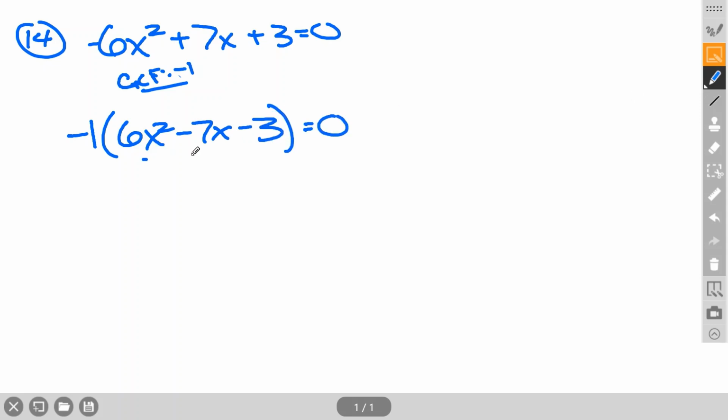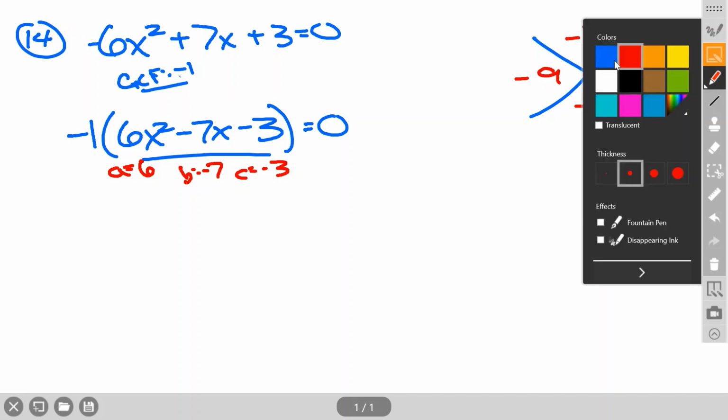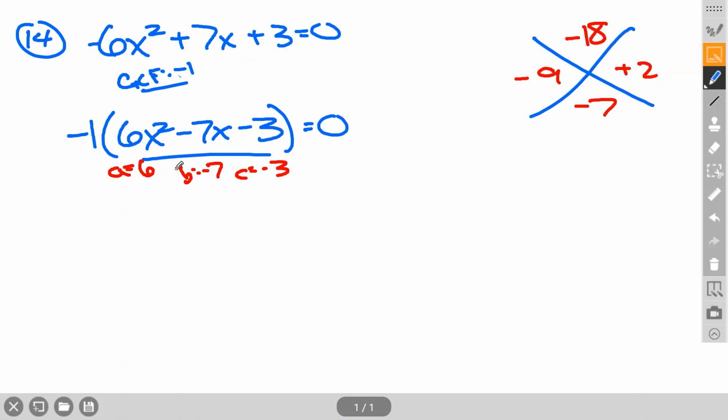Now I want to factor this. A is 6, B is negative 7, C is negative 3. Up top is A times C, 6 times negative 3, which is negative 18. And the bottom is B, so negative 7. The two numbers I'm looking for are negative 9 and positive 2. Their product is negative 18, their sum is negative 7. So that means I can split the middle term.